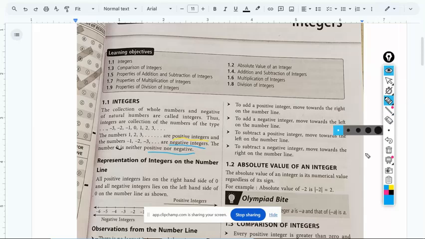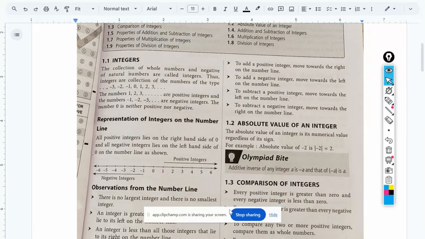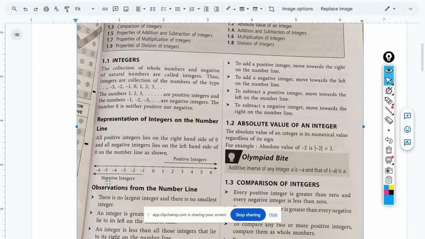Now let's represent this on a number line. As you see here, we are already given a number line. The numbers behind 0 are known as negative integers, and numbers in front of 0 are called positive. But 0 is neither a positive integer nor a negative integer. It is in the middle of them.